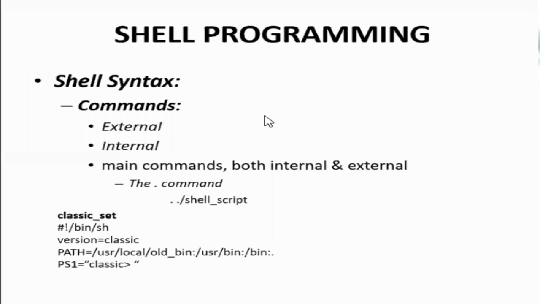And the prompt is changed to classic greater than. Instead of the dollar sign, PS1 represents prompt string 1. That is the dollar sign that we have, and that is initialized with classic greater than. Now the prompt is changed from the dollar sign to classic greater than. Now I'll execute the same in the terminal.